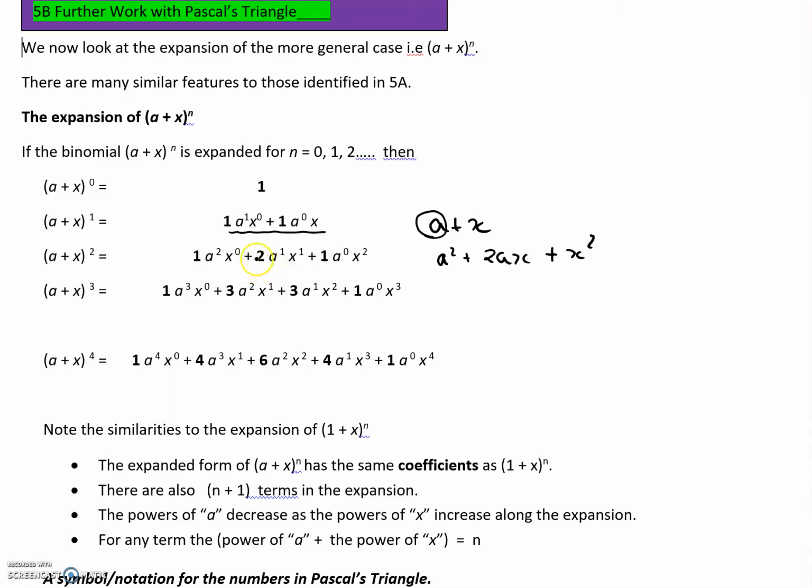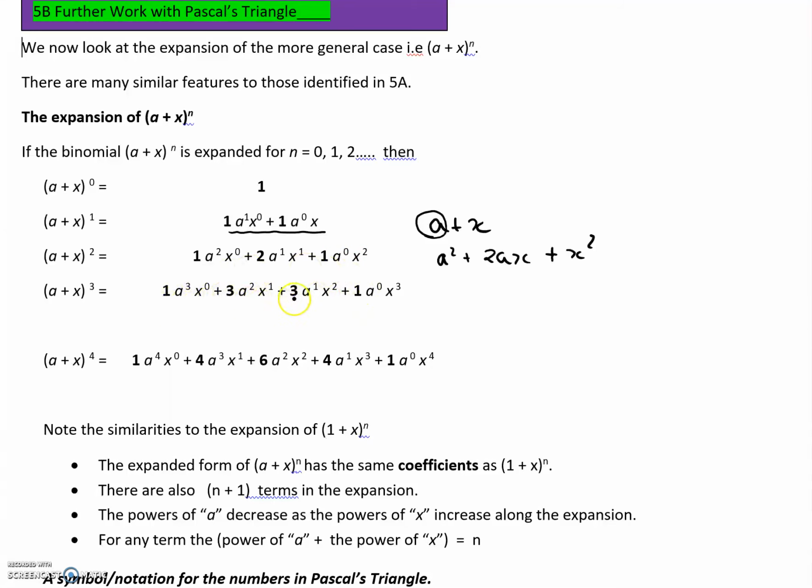Next term, we've got the coefficient according to Pascal's triangle. The a is coming down in power, x is going up in power. Third term, again, the coefficient is that of Pascal's triangle, and the index of a continues to come down and the index of x continues to go up. So that basically is the pattern.